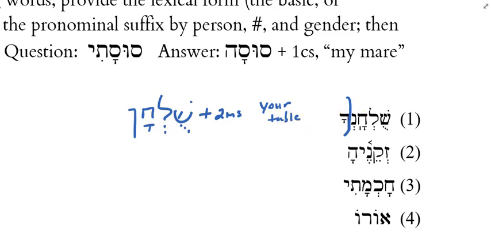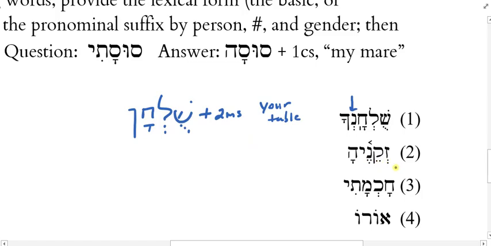Are we sure this isn't "your tables"? Yes, we are, because if this were tables, what would come right before the kaf? A yod. There would be a yod in there, right? You don't have a yod here. That yod would tell you it's plural. So this is a singular table. So one you, one table.